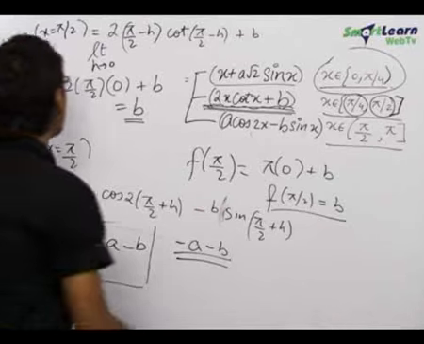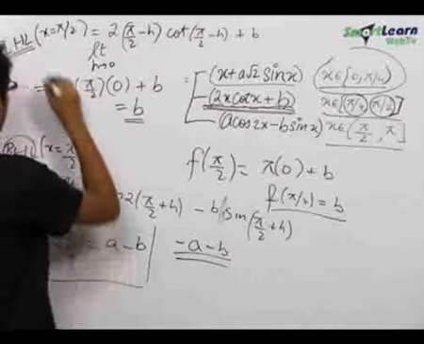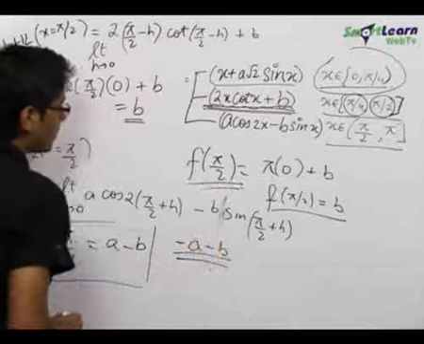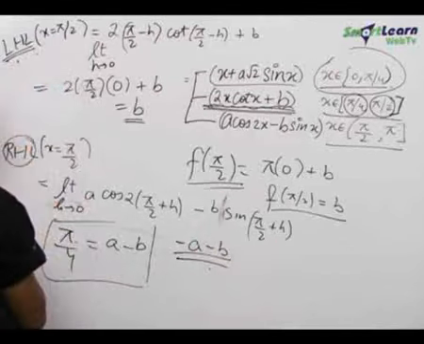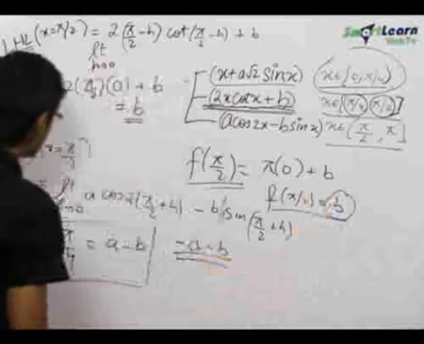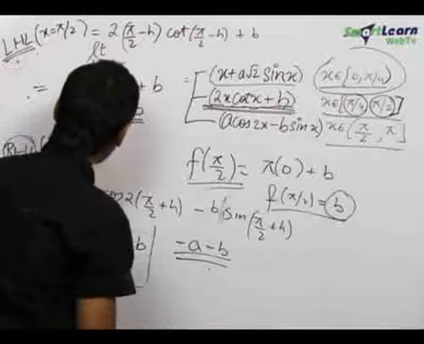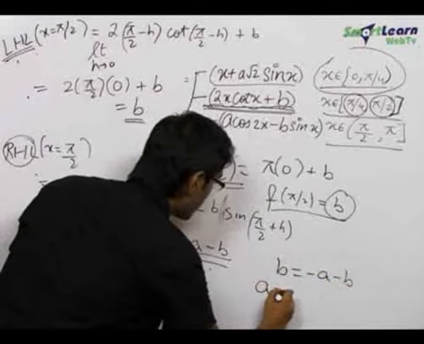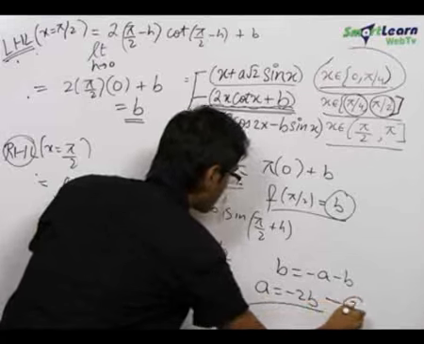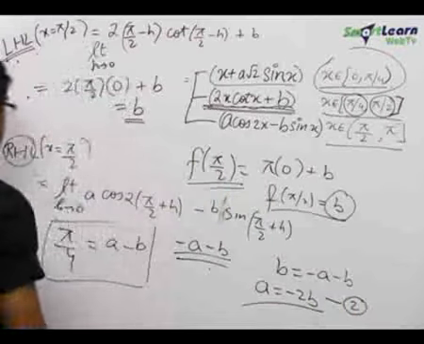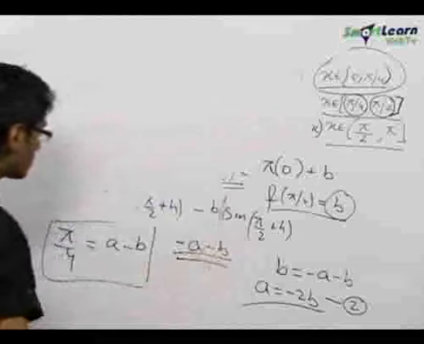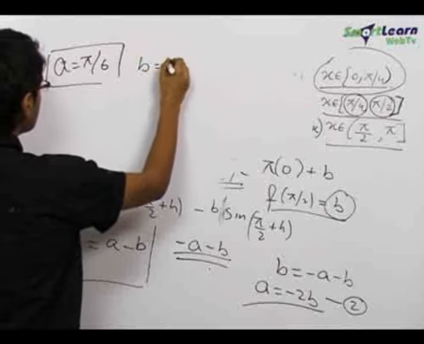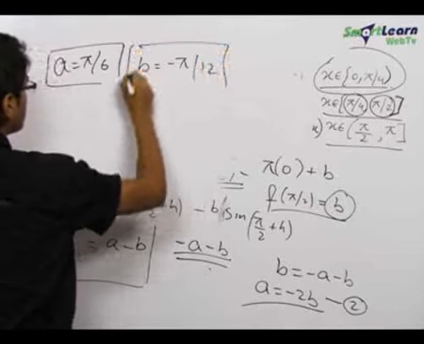Now for continuity at x equals pi by 2, we have left hand limit at x equals pi by 2 should be equal to right hand limit at x equals pi by 2 should be equal to the value of function at pi by 2. Since the left hand limit at pi by 2 is already equal to this, so we just equate left hand limit and the right hand limit at x equals pi by 2, so that we get b equals minus a minus b, so a equals minus 2b. So we get two equations in a and b. So on solving these two equations, we get a equals pi by 6 and b equals minus pi by 12.